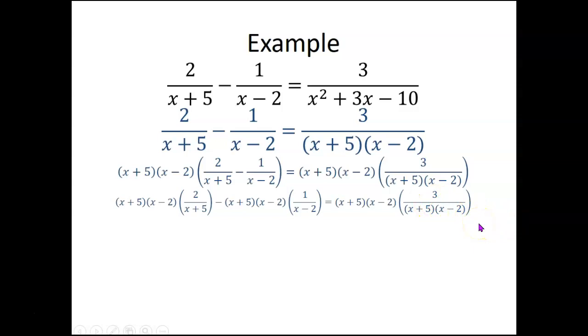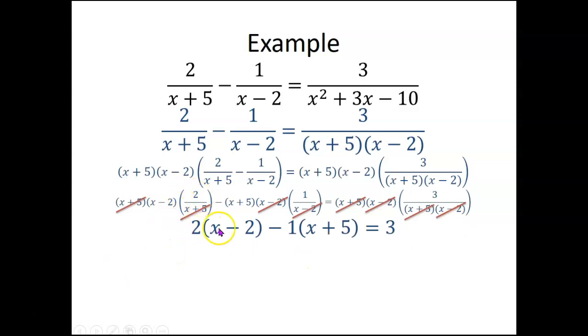Okay, that looks like a mess, but it's the kind of mess that's going to clean itself up a lot because some things are going to cancel. x plus 5 over x plus 5 cancels. x minus 2 over x minus 2 cancels. And x plus 5 times x minus 2 cancels over here. So, ta-da! No more fractions. Here's what's left. 2 times x minus 2 minus 1 times x plus 5 equals 3. Okay, that doesn't look too bad.